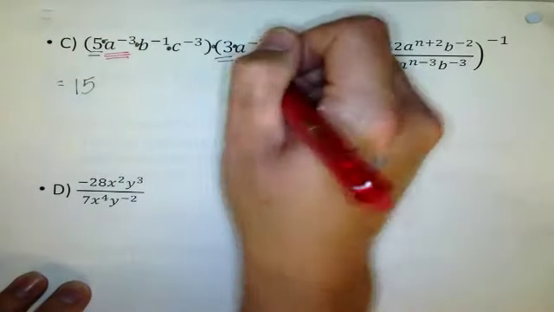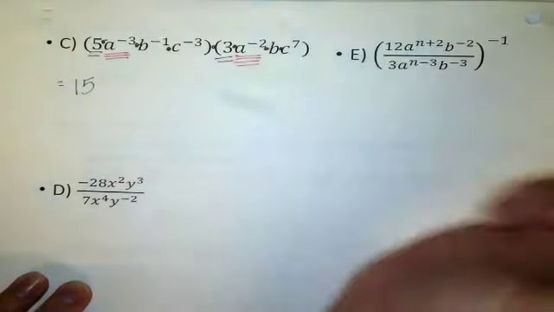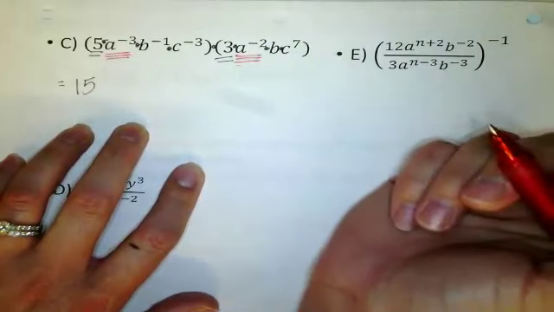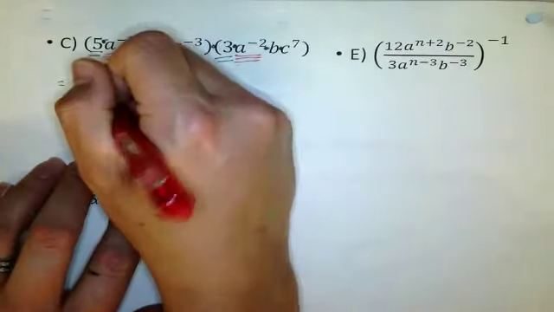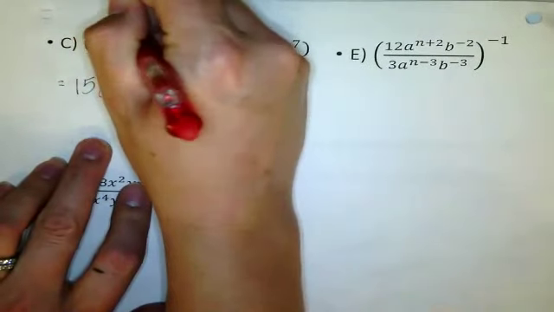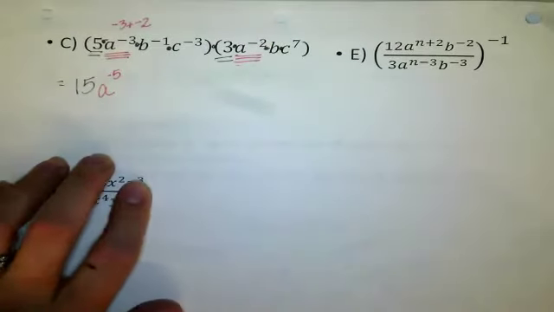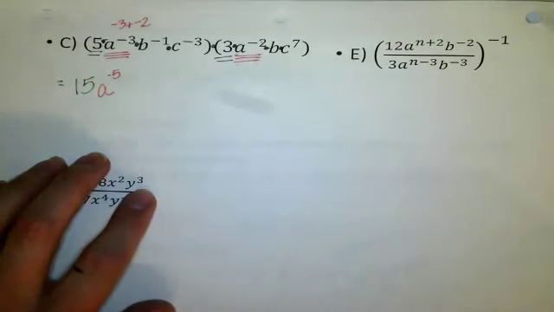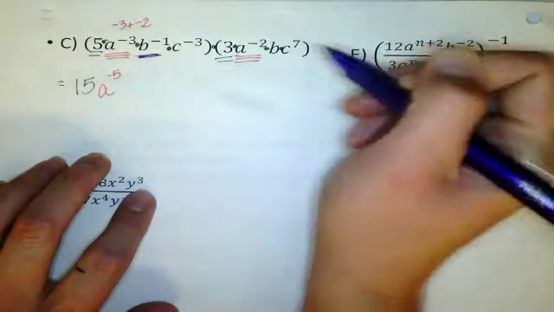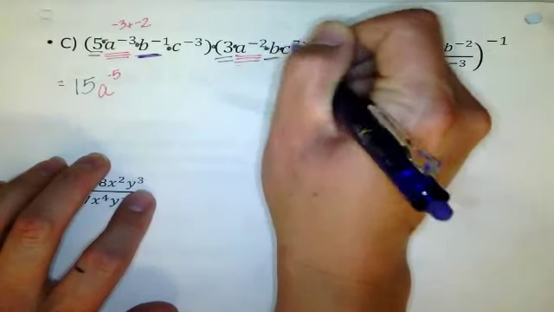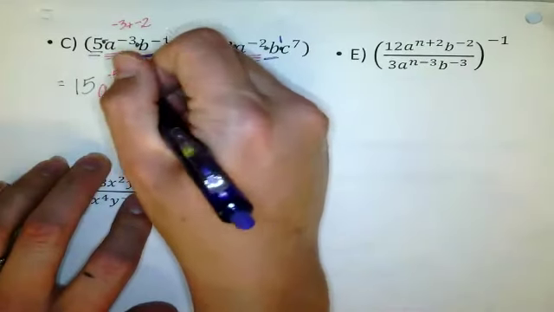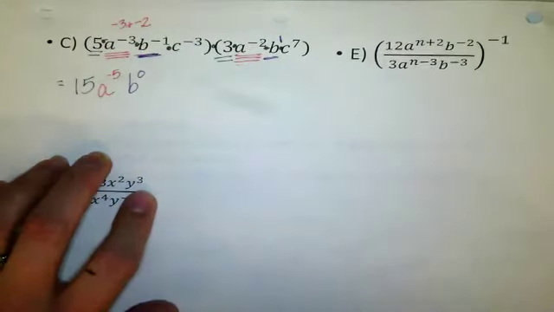A to the negative 3 times a to the negative 2. They have the same base. What should you do with those exponents? Add them. So that's going to be a to the negative 5. Negative 3 plus the negative 2. Add those together. All right. Then we have b to the negative 1 times b to the first. B to the negative 1 times b to the first is going to give you b to the 0. Why?